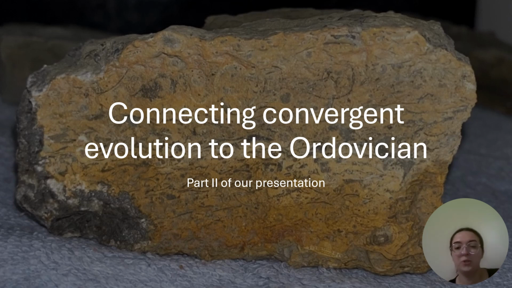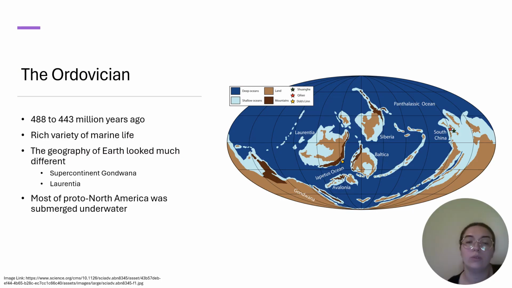Okay, welcome to part 2 of our presentation, connecting convergent evolution to the Ordovician. So, just to briefly overview the Ordovician, this period took place 488 to 443 million years ago. This period, part of the Paleozoic era, saw a boom in marine life and the first appearance of primitive land plants. During this ancient period, most of the world's land masses converged to form the supercontinent of Gondwana, encompassing Africa, South America, Antarctica, and Australia. Gondwana gradually moved southward and eventually settled near the South Pole.